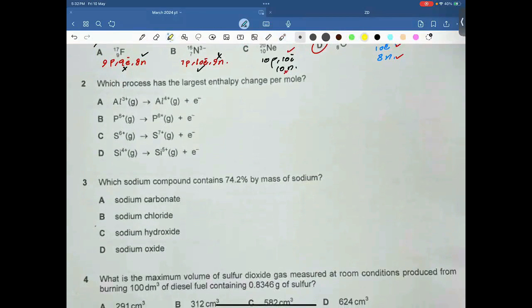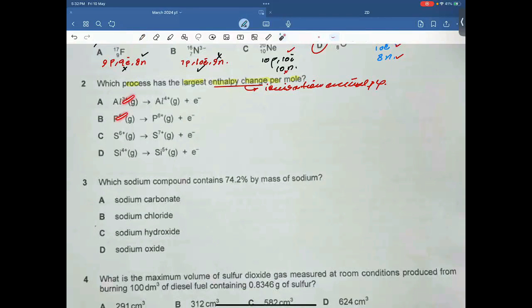I believe that was the easiest question. Which process has the largest enthalpy change per mole? Since each equation has the loss of an electron, this enthalpy change is going to be the ionization enthalpy, all right? Because of the loss of electron, the enthalpy change is going to be ionization enthalpy, or ionization energy, which is the same thing.